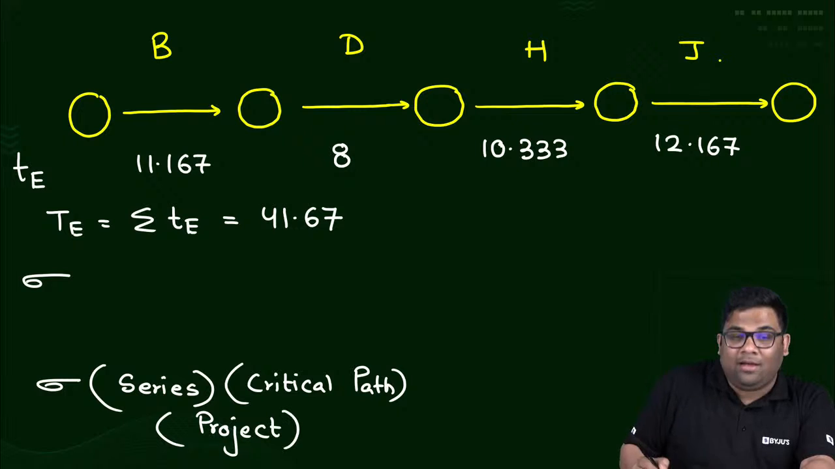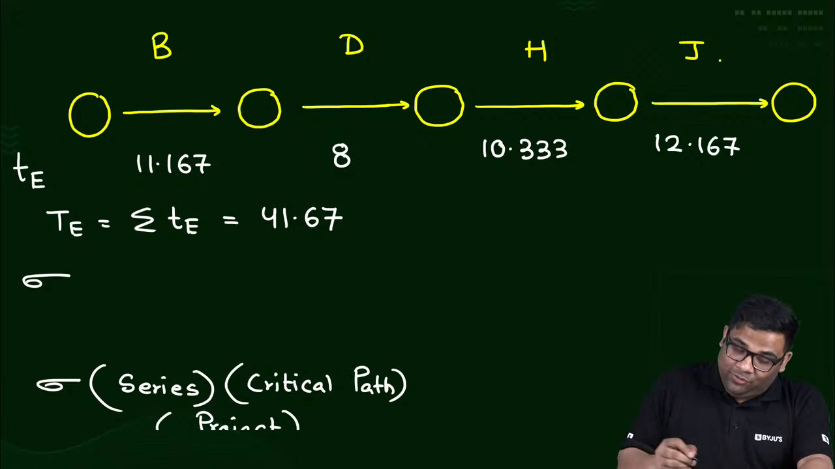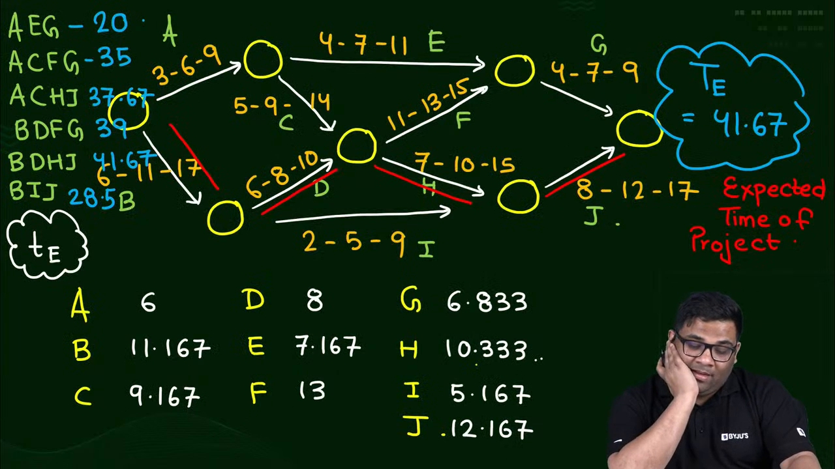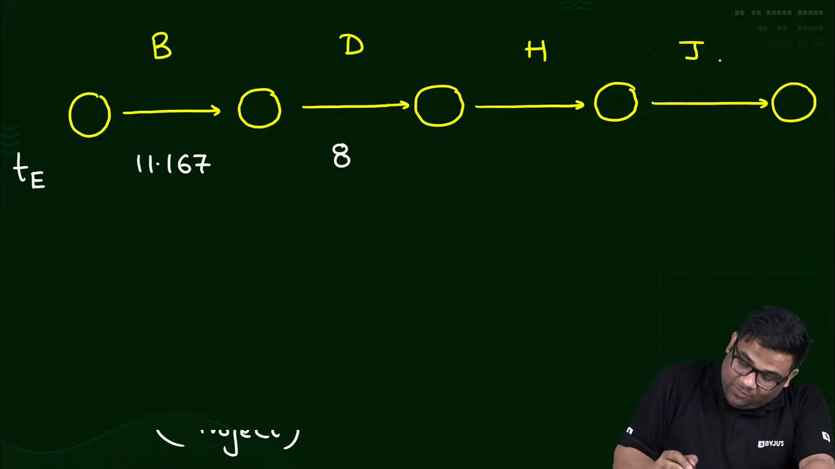Yes or no? So you find out the standard deviation of each activity. For B it will be how much, tell me? 17 minus 6, 11 by 6, right? It will be 11 by 6.